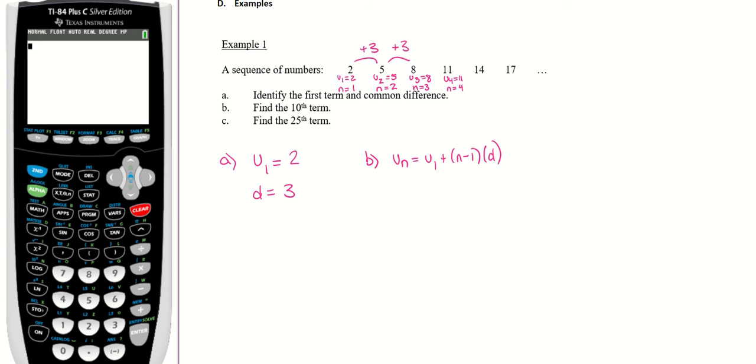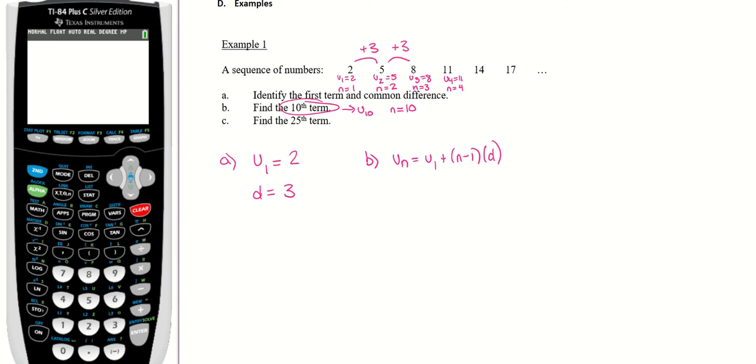So it's really, really important to grasp the distinction between n and un, because if you don't, you might put the numbers in the wrong place in the formula. So if we're looking for the 10th term, that means we're looking for u10. And since we're looking for the 10th number in the list, we're looking for the situation when n equals 10.